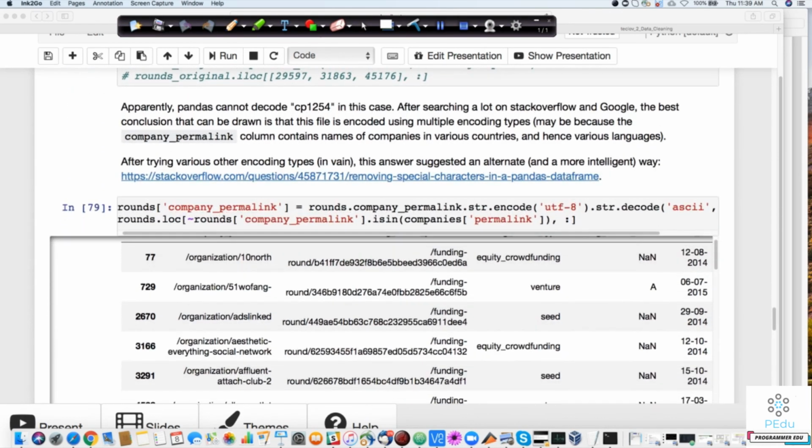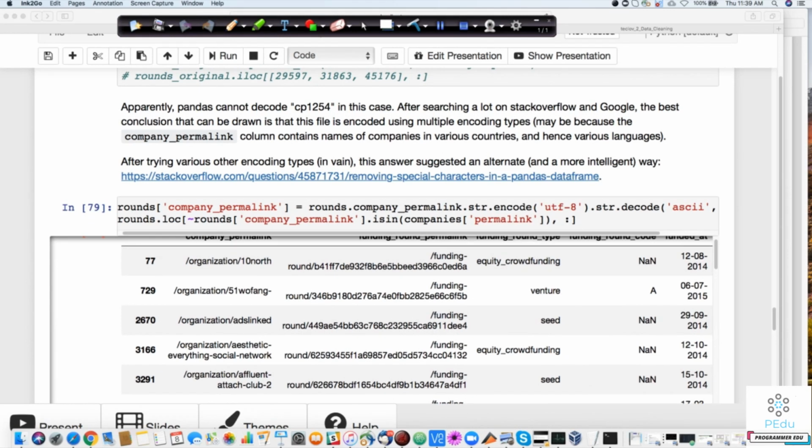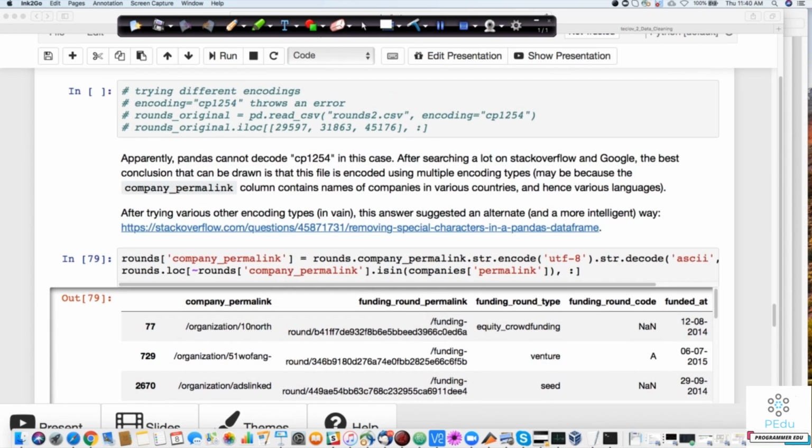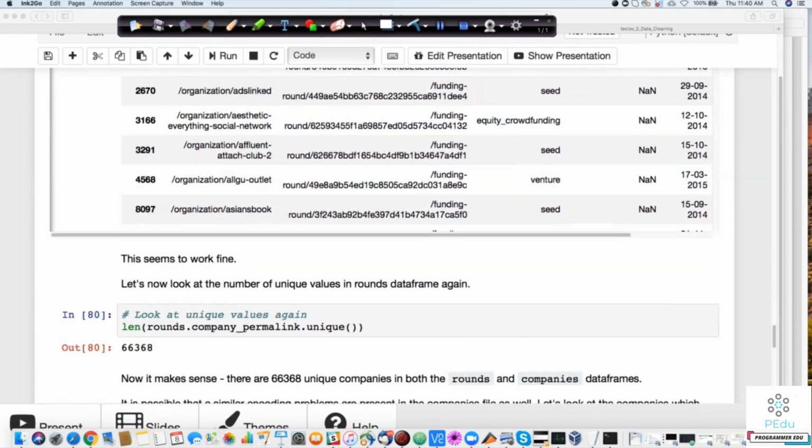So then we started exploring it a little more, and we went to a Stack Overflow discussion, for which I have also given the link. There was a very nice solution to solve this particular kind of issue. The solution is that you can first encode it with UTF-8 and then decode it with ASCII. If you do this and look at the data now, you will notice that everything is coming up as real English characters. Now there's no problem of those special characters and all.